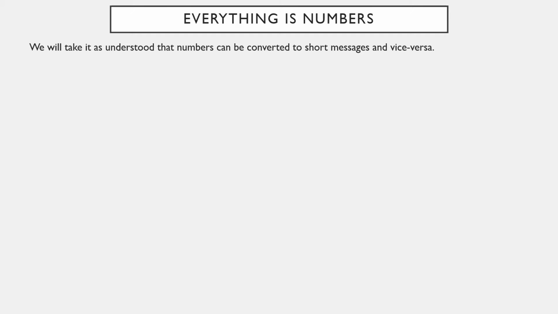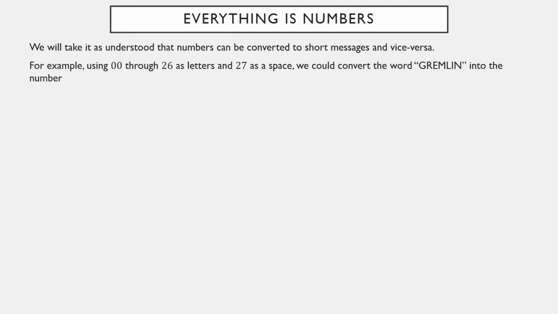We're going to take it as a given that any message you would want to encrypt and send someone is actually just a number. There are lots of ways to convert text and symbols into numbers, but the quickest thing we're going to do is use 00 through 26 to represent letters, and then 27 will represent a space. So if we want to encode the word gremlin, we're going to convert it into the following number. G is 07, R is 18, E is 05, M is 13, L is 12, I is 09, and N is 14. Altogether, we just have this number that now represents the word gremlin.